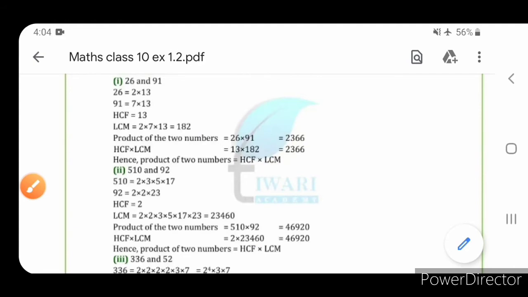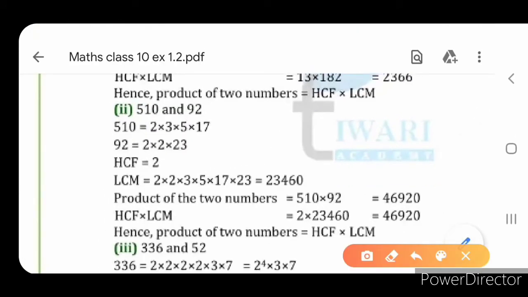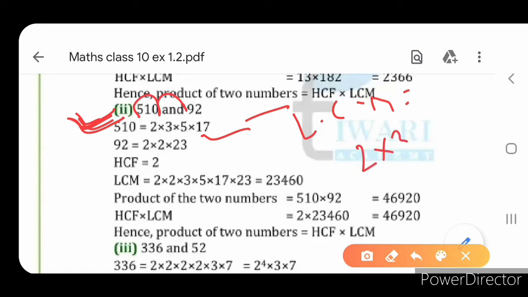For example, let's look here, example number 2, 510 and 92. If we get the prime factorization of 510, then we achieve 2 into 3 into 5 into 17, and of 92, 2 into 2 into 23. Now LCM. Firstly LCM, I have told that we have to take all bases one time and maximum power. So your all bases are 2, 3, 5, 17. 2 into 3 into 5 into 17.